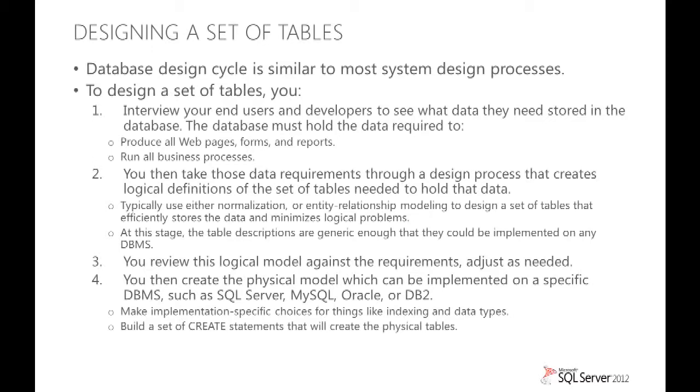Step number 2 is the critical step. If you don't come up with a good logical design, there's nothing you can do later in the physical design or after you've rolled the database into production to deal with big problems in your logical design. And this is where it's crucial to do a systematic design process like normalization or ER modeling to ensure that when you come up with your set of table definitions in the logical model, you have the right set of tables and that they're going to be highly efficient at storing data.